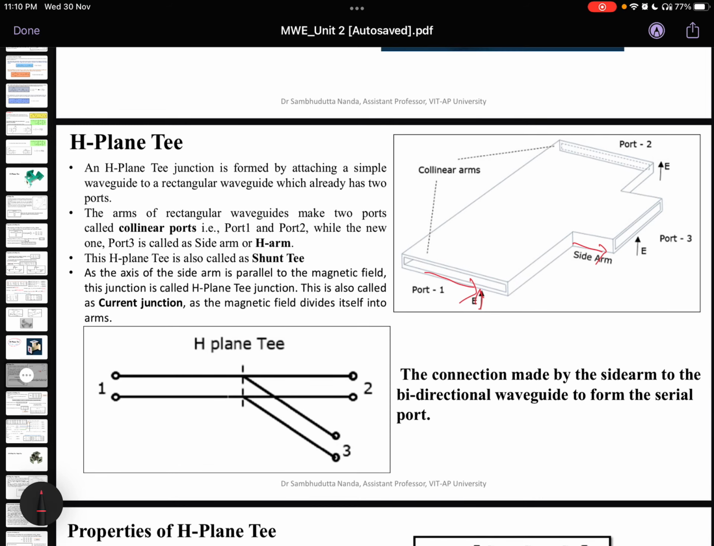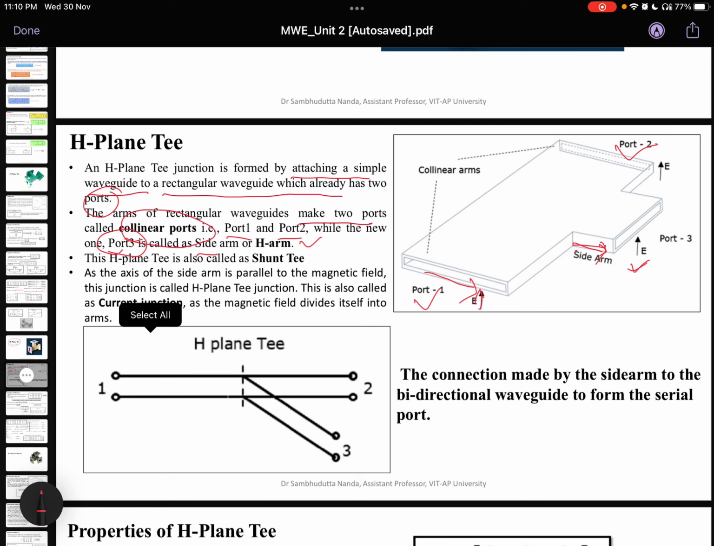Now the H-plane T junction is formed by attaching a simple waveguide to a rectangular waveguide which already has two ports. So this is port 1 and this is port 2, and for port 3, one more waveguide is added here. The arms of the rectangular waveguide make two ports, called the collinear ports, port 1 and port 2, while the new one is called port 3, also called the side arm, or the H-arm. Why H-arm? As I just said, because it is in line with the H field of the waveguide.